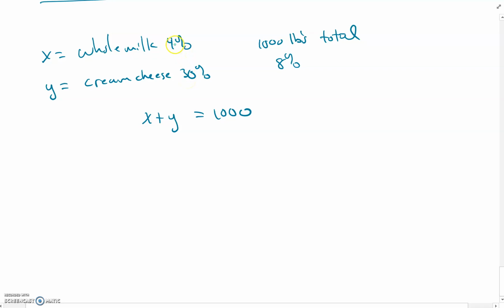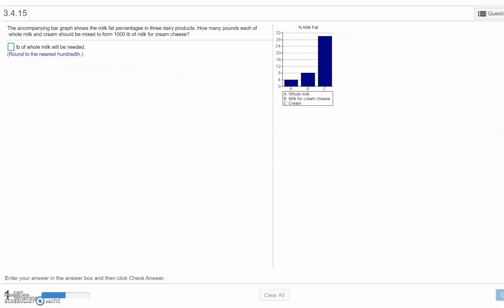So 4% of it is whole milk. Let's go back and look at the chart again here. Whole milk is 4% milk fat. Cream cheese is 30% milk fat, and so forth.